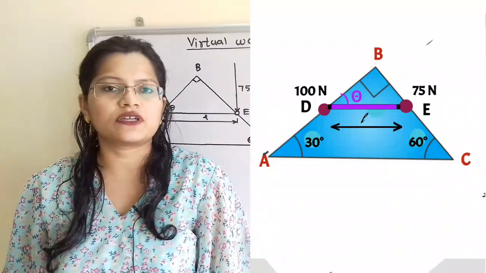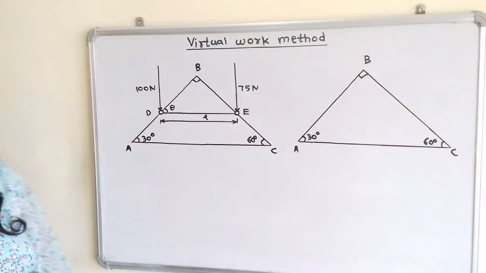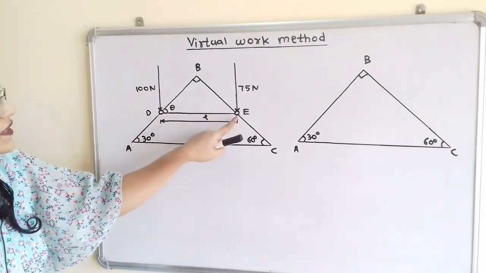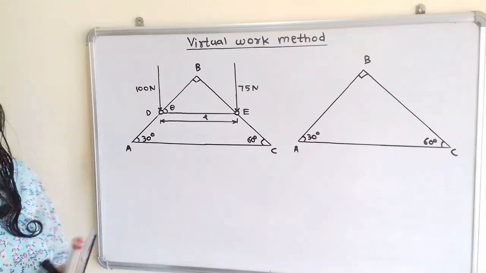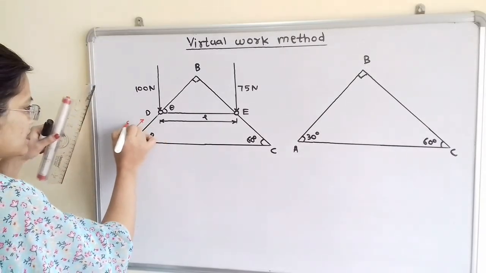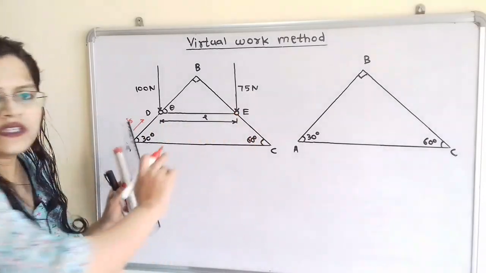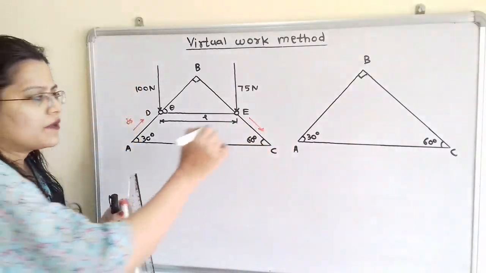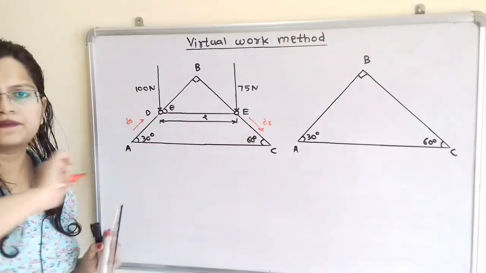We will solve this question by the virtual work method. We will give a small displacement to the ball at point D. Because these two balls are connected with the help of a rod, when this small displacement, delta S, is given to the ball at point D in the upward direction, the ball at point E will move by the same amount in the opposite direction, that is, in the downward direction, because the two balls are connected with a rod of length L.